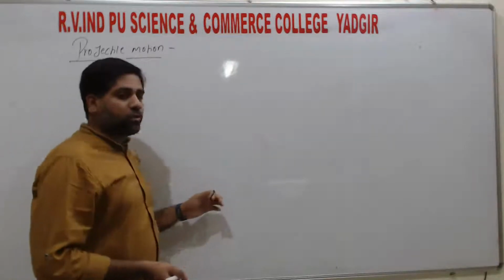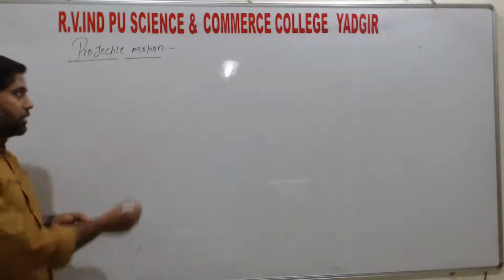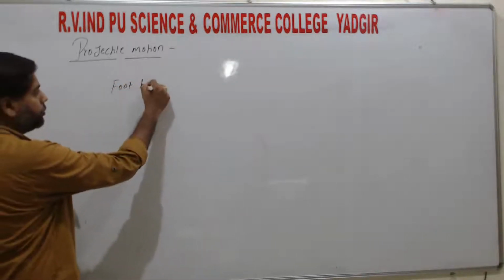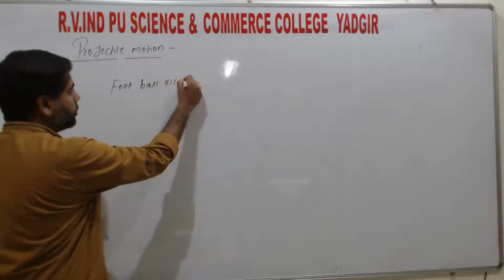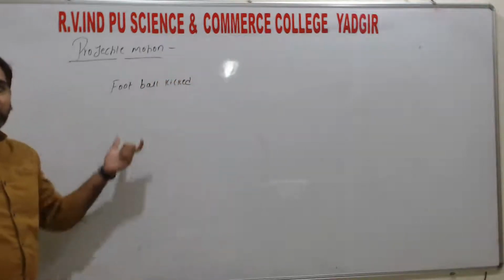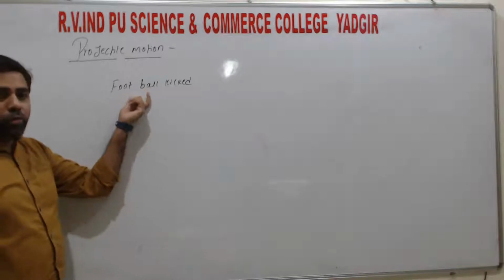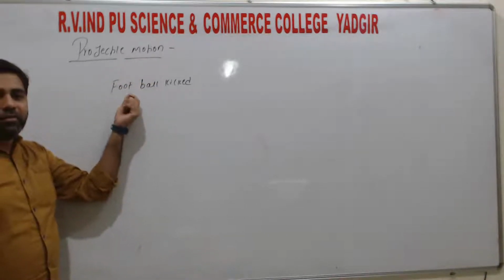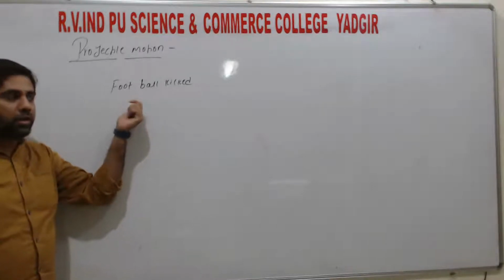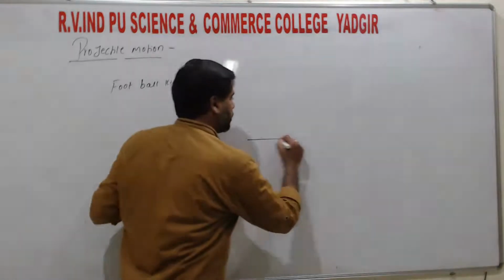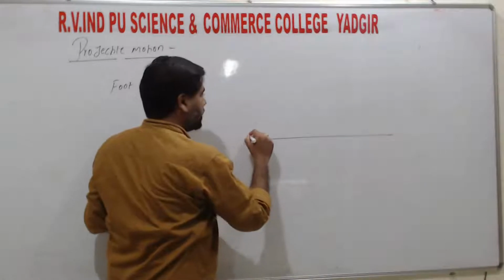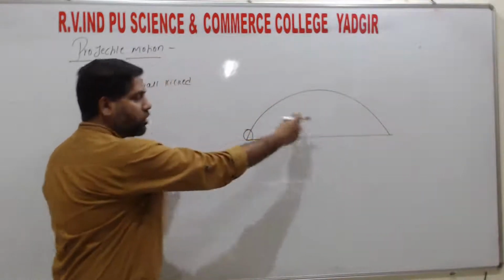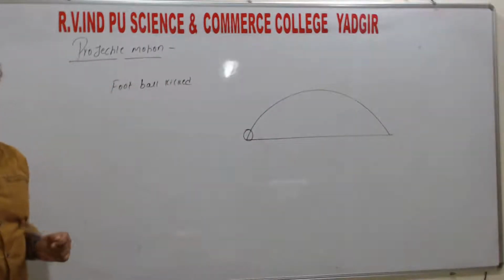An example for the projectile motion, as already said, is a football being kicked. When a football is kicked, the path traced by the football, that path we call as the projectile motion. So that is the example for projectile motion, right? If we consider this is the ground, it follows the path like this. This we call as the projectile motion.